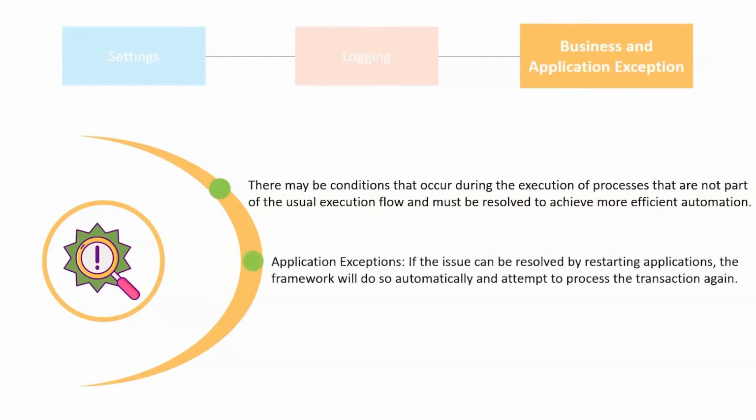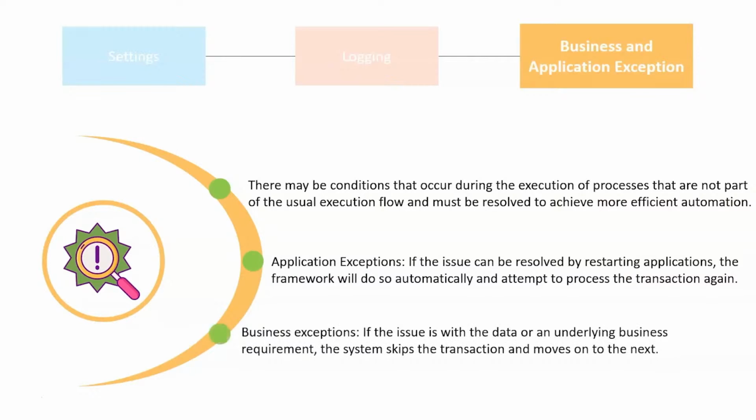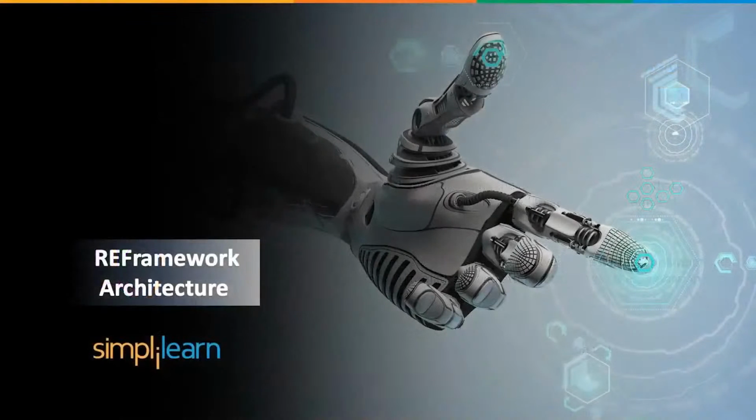If the issue can be resolved by restarting the application, the framework will do so automatically and attempt to process the transaction again. Such exceptions are known as application exceptions. If the issue is with the data or an underlying business requirement, the system skips the transaction and moves to the next. Such exceptions are known as business exceptions. Let's look at the REFramework architecture.